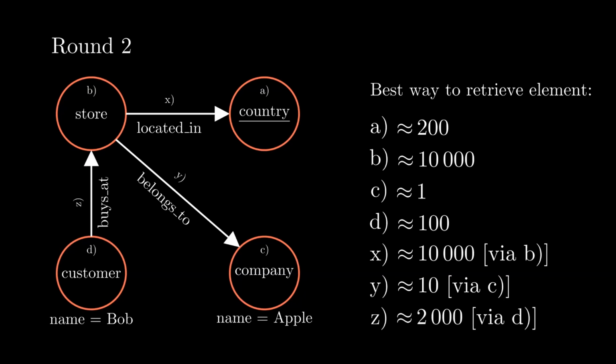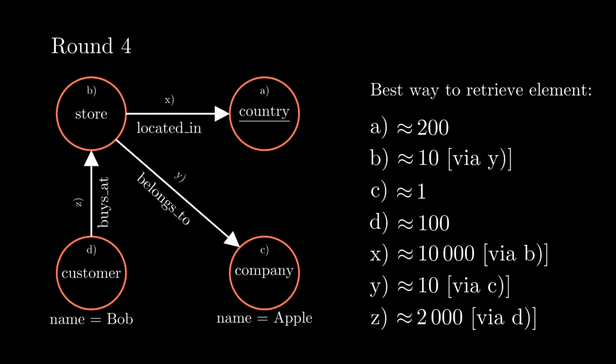So we now have an estimation for each element of the pattern graph, but we can further refine them in the next round. For example, we know that the belongs to edge will only yield 10 results approximately. So we can refine our estimation of how many stores there will be, because we know that each belongs to edge has exactly 1 ingoing vertex store. We can refine that to 10.